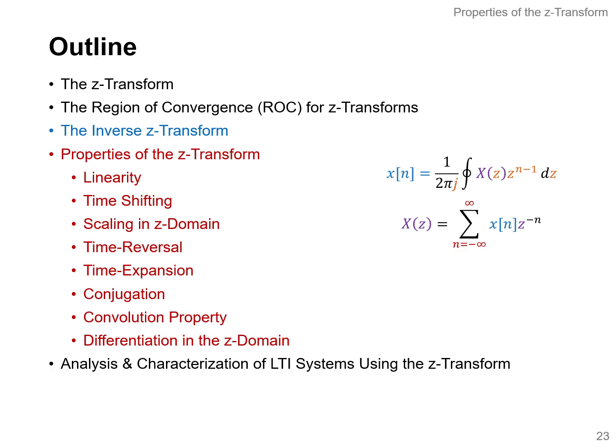We have learned the ROC and the inverse Z transform. We will move on to the properties of the Z transform. We studied these properties before in the Fourier transform. Now we will look at them again and see how they change in the Z transform.